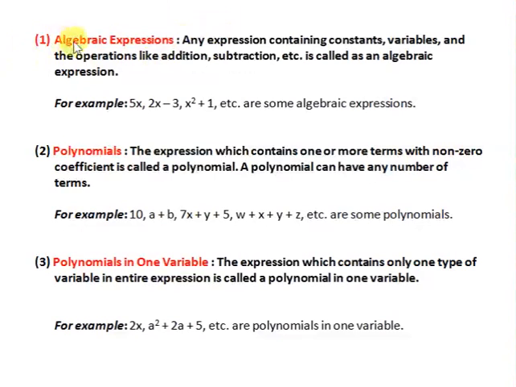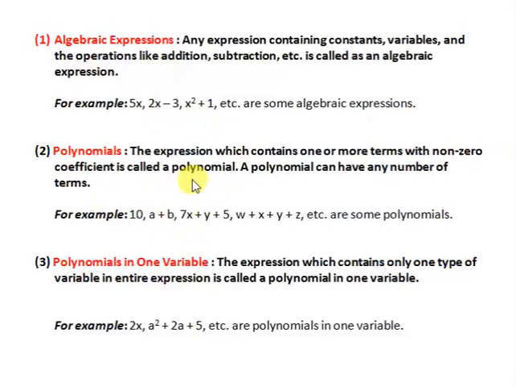First term is algebraic expression. An expression containing constants, variables and operations like addition, subtraction, etc. is called an algebraic expression. See the example here: 5x, 2x minus 3x square plus 1. All are algebraic expressions. Here the alphabet x used is called the variable. The terms like 3 and 1, which don't have any variables, are called constants. And these are the various operations, like minus and plus.